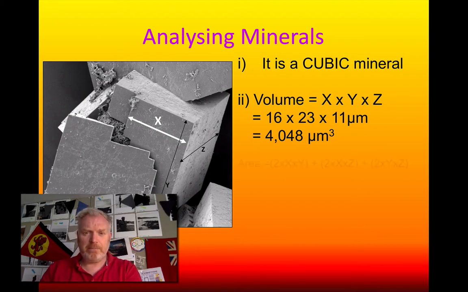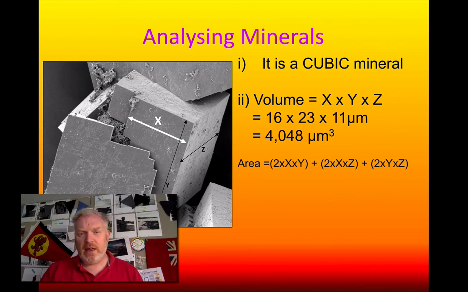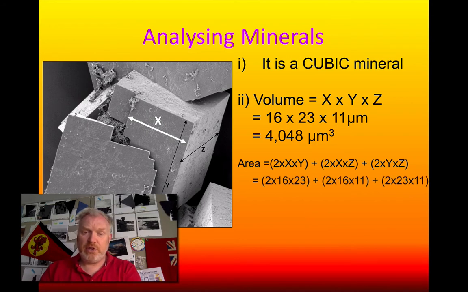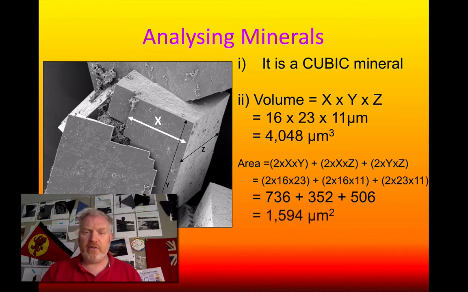To work out the surface area, we need to work out the area of each of those crystal faces, and then we need to multiply those by 2 because being a cubic crystal, you're going to have 2 faces of the same area. Work through those sums using the same measurements. So I'm showing my work in, and we get an area of 1,594 square microns. The final question then asks you to identify this. If it's got metallic luster and it's cubic, from our list of minerals, it must be galena.